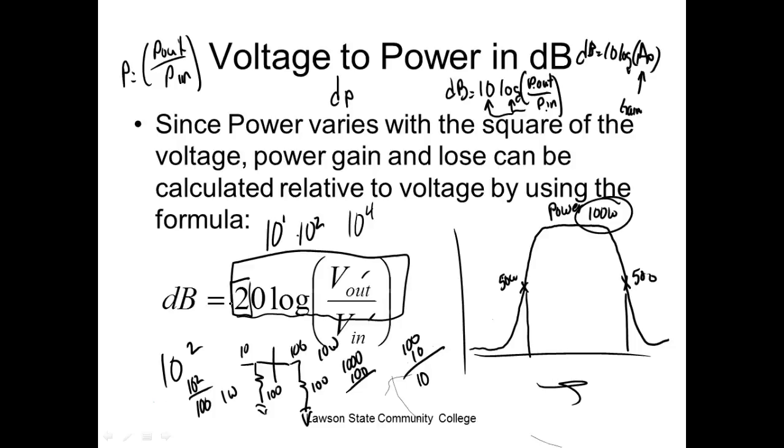And I don't have to measure power. I can measure my output voltage. I can measure my input voltage. Take my output, divide it by my input, and then take the log of that and multiply it by 20. And I don't have to measure power. Y'all understand? That makes sense?